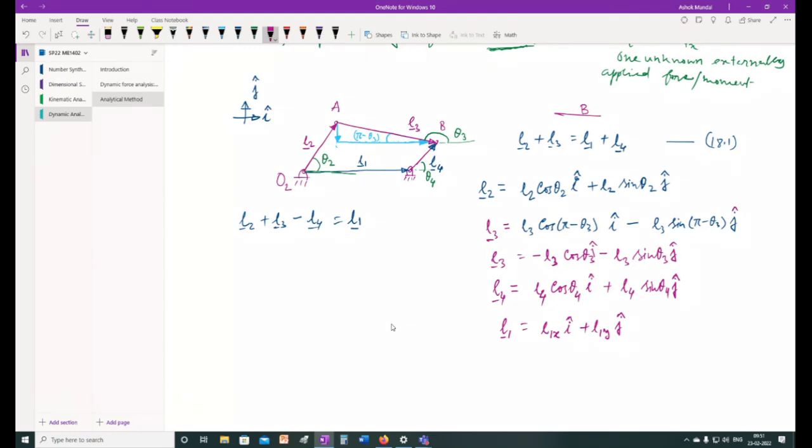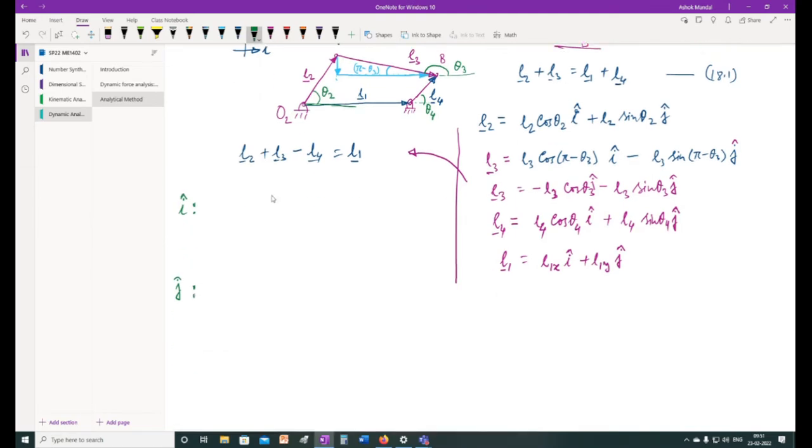All right. Now, if you substitute all these component-wise vectors in this equation, and then you separate the i cap and j cap coefficients, can you tell me how I can write these equations from this equation? What should I write when we separate the coefficients of i cap? Tell me, what is the first component? L2 cos theta 2. Tell me. Minus L3 cos theta 3.